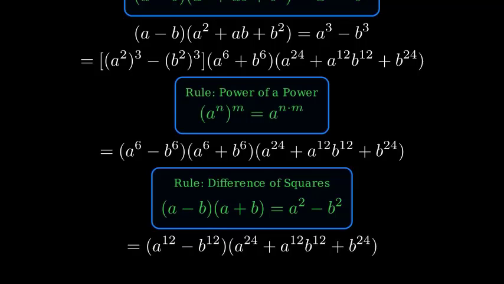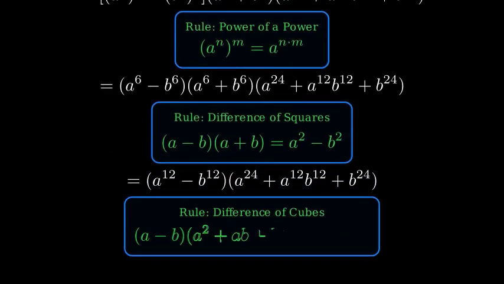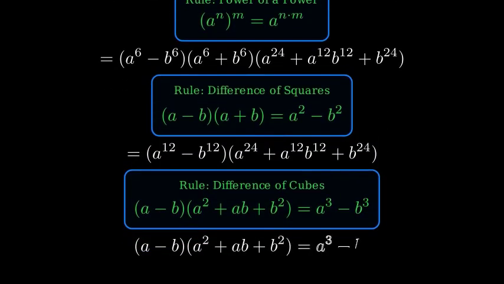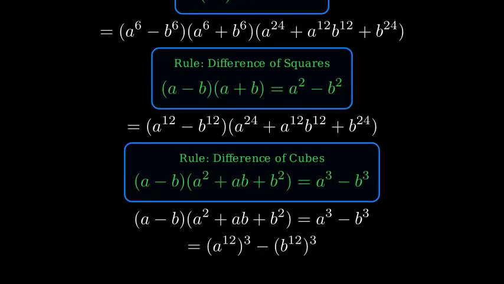A to the sixth minus b to the sixth times a to the sixth plus b to the sixth. Using the difference of squares formula, (a minus b) times (a plus b) equals a squared minus b squared. We can simplify this to a to the 12th minus b to the 12th. Now we can apply the difference of cubes formula again. Notice that (a to the 12th minus b to the 12th) times (a to the 24th plus a to the 12th b to the 12th plus b to the 24th) follows the pattern of the difference of cubes formula again. So we'll highlight this pattern again.